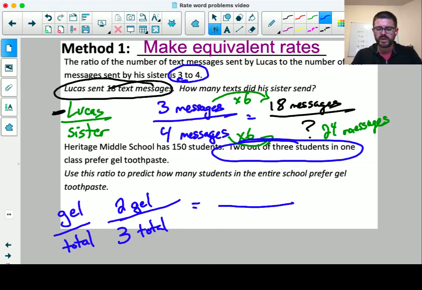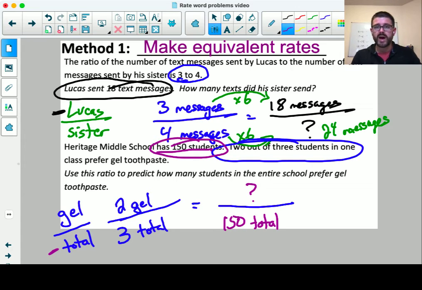Now, we're always going to look for a second piece. So in the problem, it tells me that there are 150 students. Well, we either have the number of people who like the gel or the total. Well, it says predict how many students in the entire school prefer gel. So that means we don't know how many like gel. 150 is the total number of students. So since total was on the bottom, I'm going to put 150 total on the bottom.